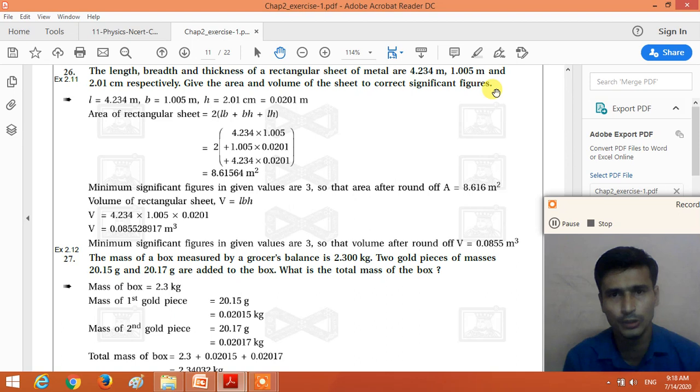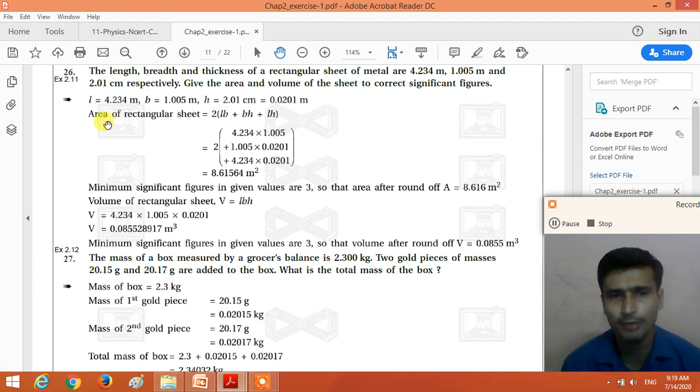So with the correct significant figures, calculate the area and volume of the rectangular sheet. For that, in all three, length, breadth and height, how many significant figures are there? In the length there are four significant digits, in the breadth there are four significant figures, in the height there are three significant figures. So we need to correct the area and volume up to three significant digits, right?